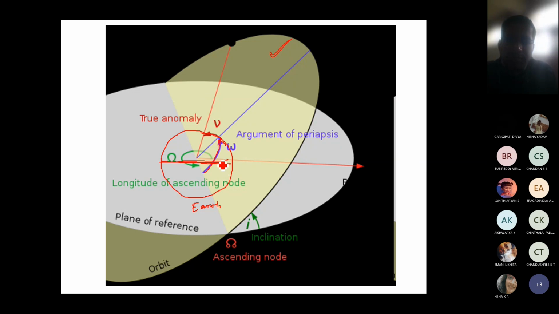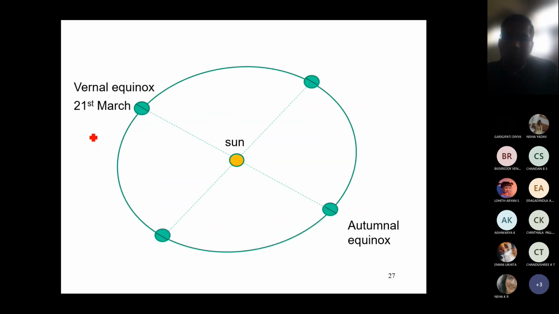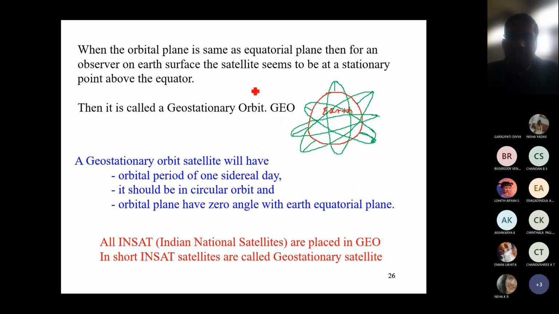Correct, understood. So if the inclination is 0 degree with respect to the latitude, or 0 degree latitude, or if the inclination is 0 degree with respect to the equatorial line of the Earth, then that particular orbit is called GEO orbit. That is called geostationary orbit.